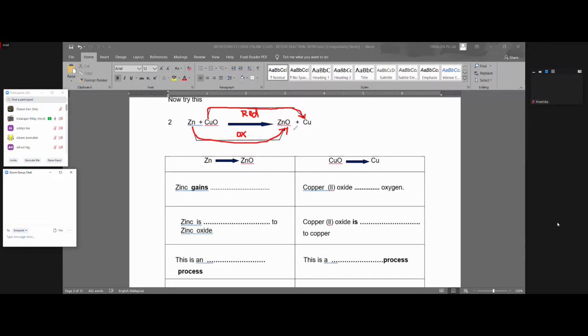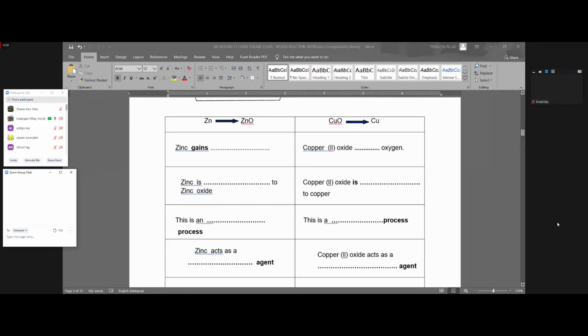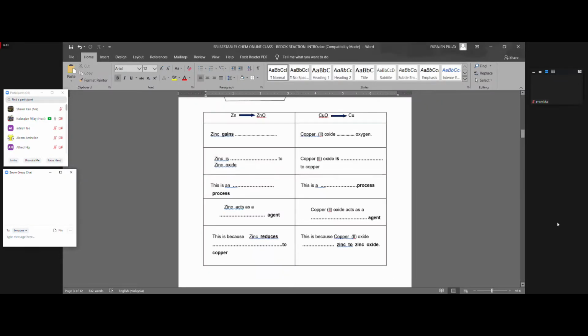You do number 2 and number 3 first. Okay, you try it first. Make it smaller in size so you can see. Okay, try that first.